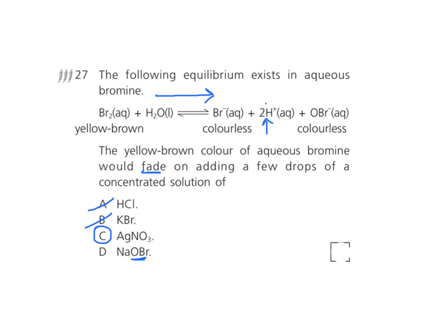Adding some sodium hypobromite would increase the hypobromite concentration and would result again in a backward shift. So A, B, and D, I know for sure all create backward shifts. That leaves C as the only other choice. Now, why does adding silver nitrate cause a shift forward? It would seem strange because there's no silver and there's no nitrate in our equilibrium.